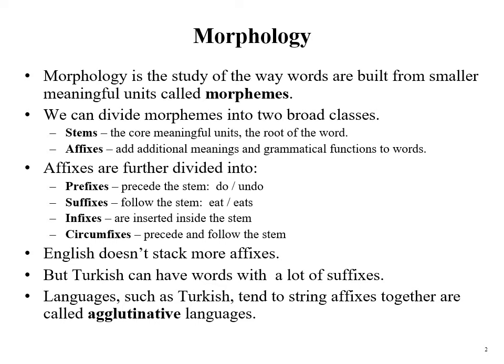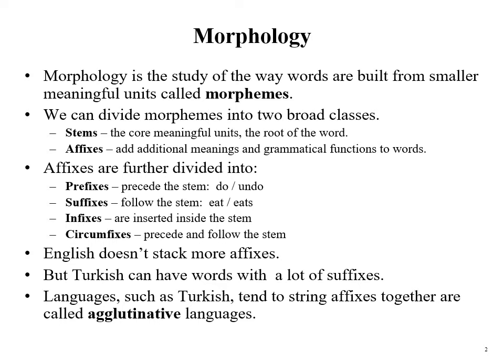And for an infix, you have to insert inside the stem. It means you can insert a word or letter in the middle of the stem. And circumfixes precede and follow the stems. They come on both sides. So English doesn't stack many affixes. It means English doesn't contain many affixes, but Turkish can have words with a lot of suffixes.